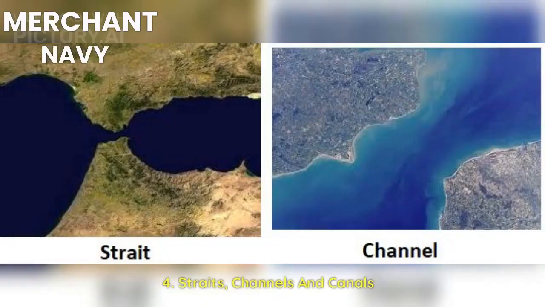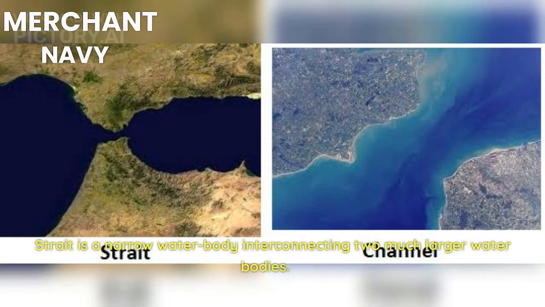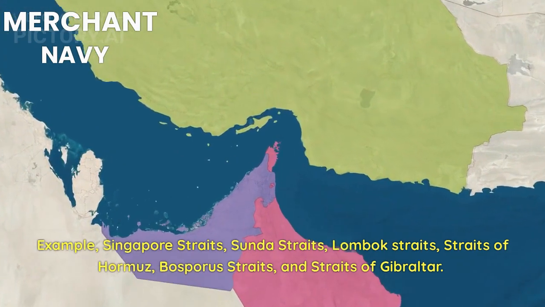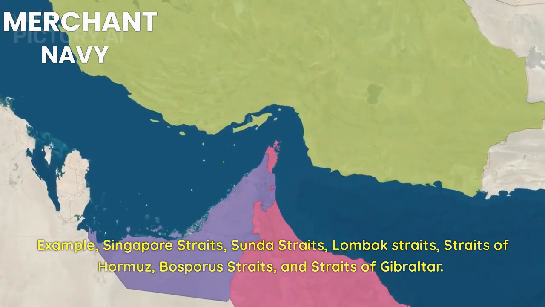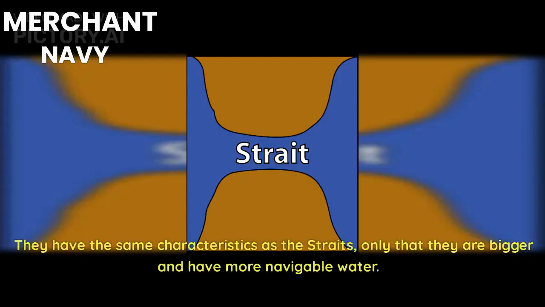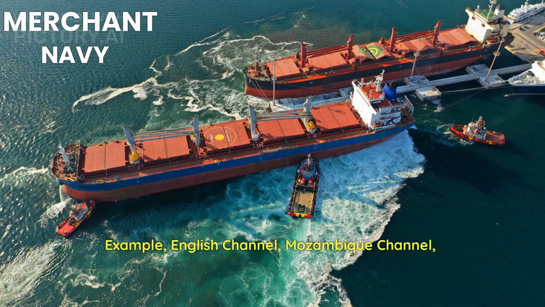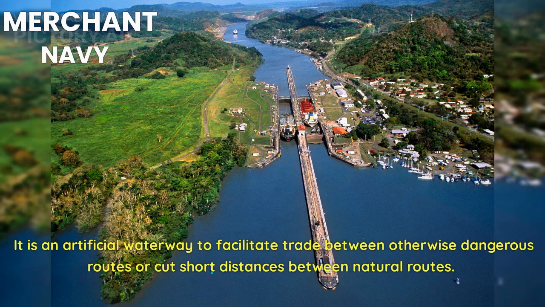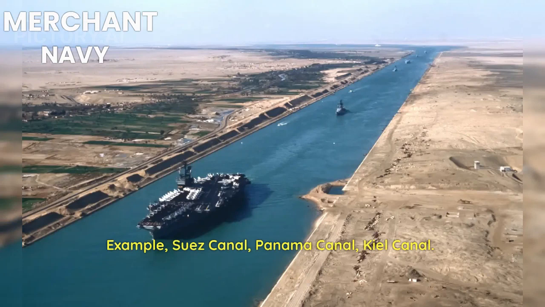4. Straits, channels and canals. A strait is a narrow water body interconnecting two much larger water bodies. Example, Singapore Straits, Sunda Straits, Lombok Straits, Straits of Hormuz, Bosporus Straits, and Straits of Gibraltar. Channels can be defined as wider straits. They have the same characteristics as the straits, only that they are bigger and have more navigable water. Example, English Channel, Mozambique Channel. Canals are defined as man-made straits. It is an artificial waterway to facilitate trade between otherwise dangerous routes or cut short distances between natural routes. Example, Suez Canal, Panama Canal, Kiel Canal.